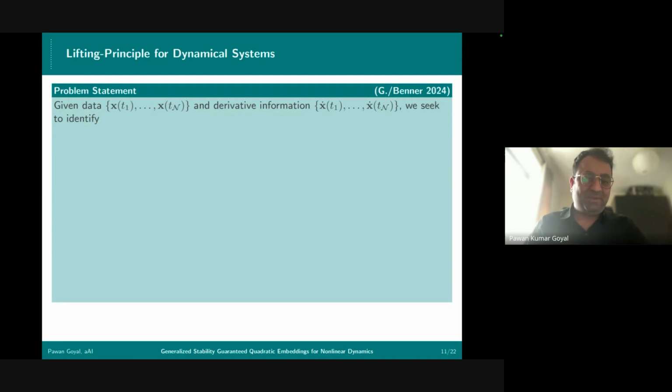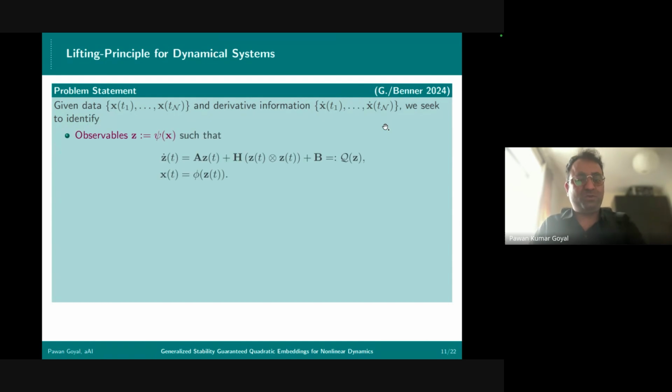So maybe we can define the problem. What we have is the data, X at different time snapshots. And for now, let's assume that derivative information is given. Then what we are trying to identify is the observables G, which, as we have seen, always exists in a finite dimension. That means that I can go from X to G.